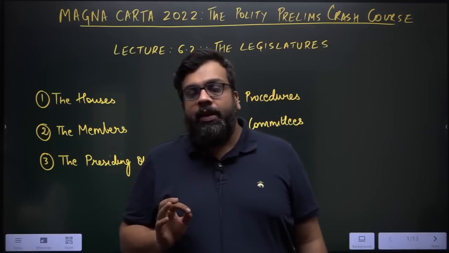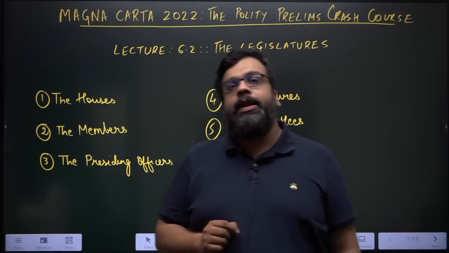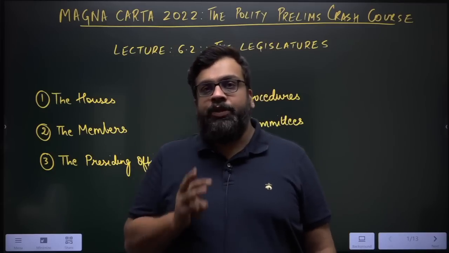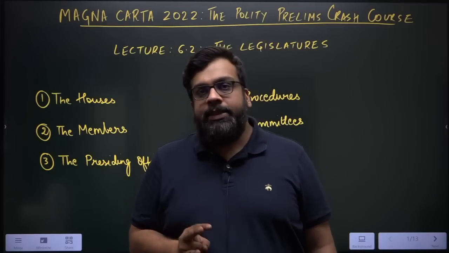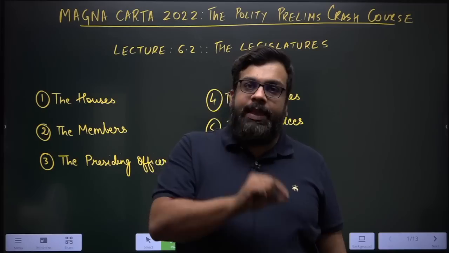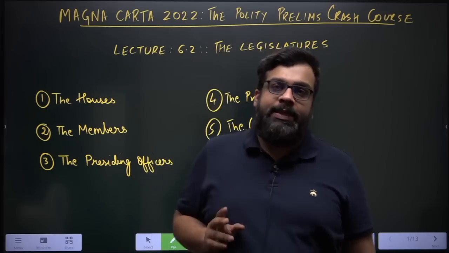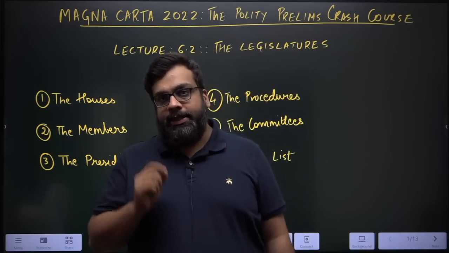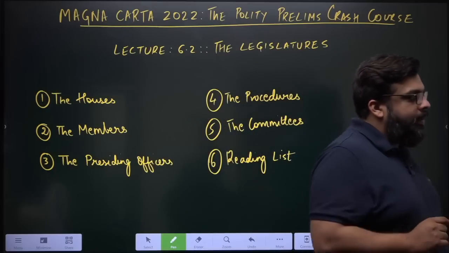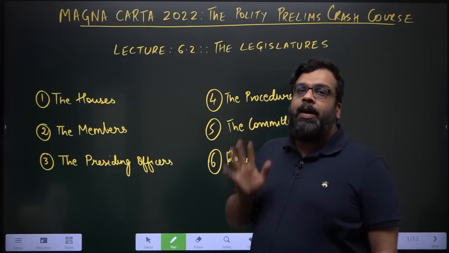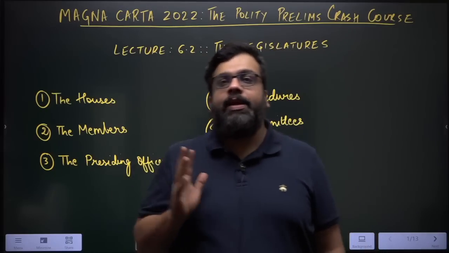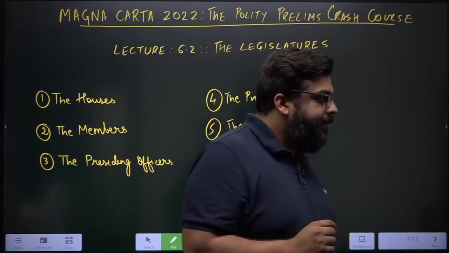well aware of certain concepts that I have taught you in lecture number 1.2. The concepts pertaining to the four golden rules, the majorities, and the applications of those majorities. Because they would be used left, right, and center for us to understand legislatures. In fact, in my view, it is this topic which is the most logical part of the Constitution and does not require any memorization, in my honest opinion.